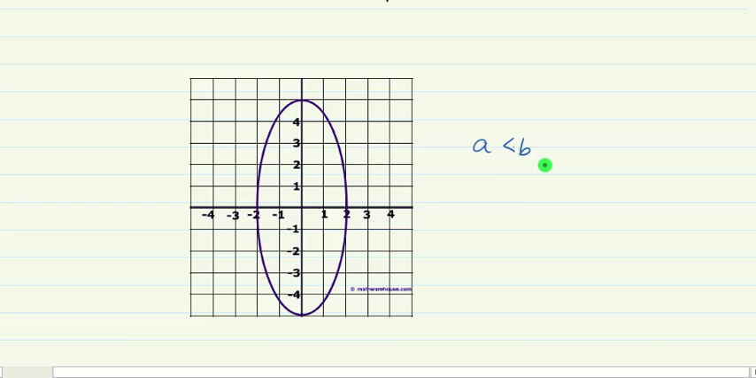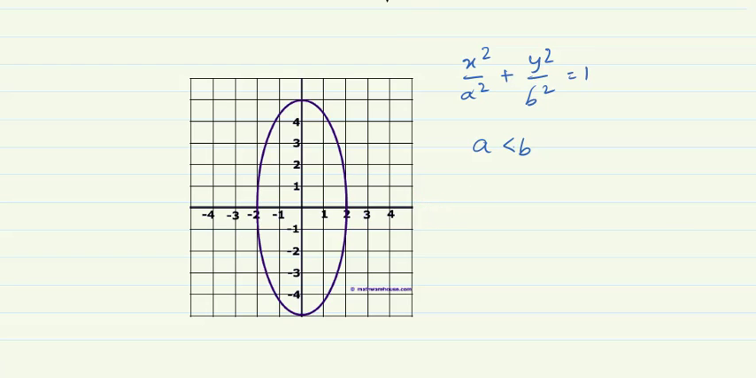This is the ellipse having a less than b. The equation remains the same, which I have written previously: x square upon a square plus y square upon b square is equal to 1. Just we have a less than b. So in this case, y-axis is the major axis and x-axis is the minor axis.